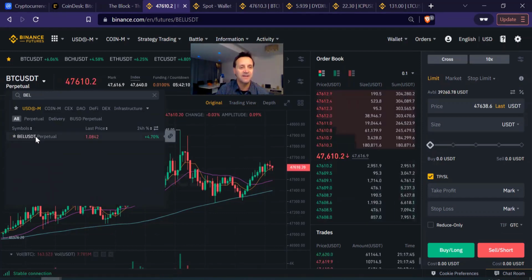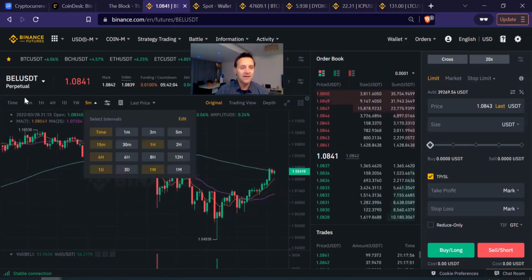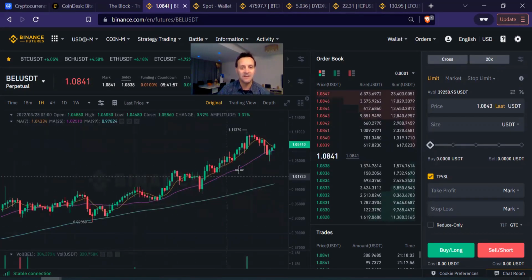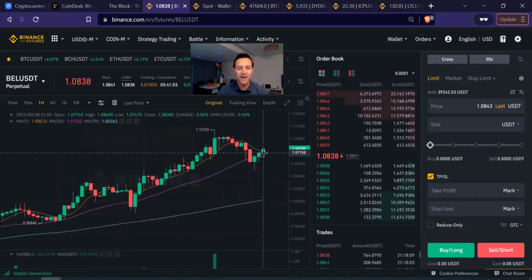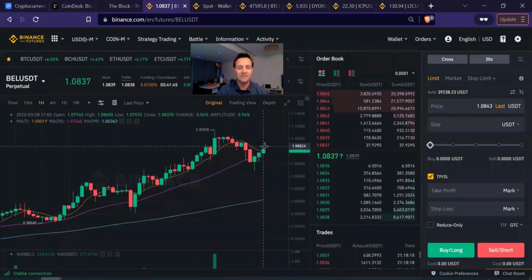USDT. So if I click here, now it's going to show me the chart of BEL and USDT. Now here are different time frames. Normally when you start, it might start with a 1 hour time frame. This is the 1 hour, which means every candle you see here is 1 hour. This is our last hour, 2 hours ago, 3 hours ago, 4 hours ago. These are called candles.